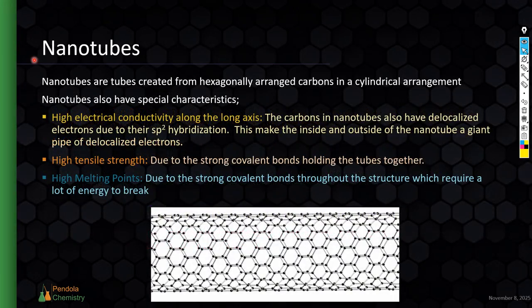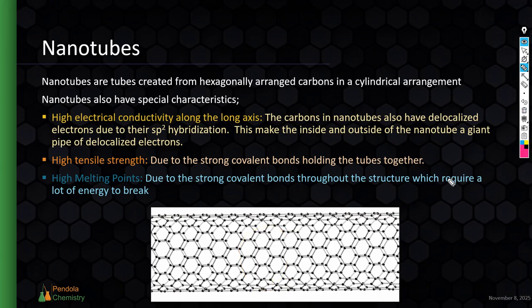The other fullerene that we're going to talk about is nanotubes. Nanotubes are created from hexagonal carbons, so carbons that are hexagonally bonded, arranged in a cylinder. So very similar to graphite, nanotubes have these carbons that are sp2 hybridized, creating these hexagonal shapes. Now, the difference is that instead of having different layers like in graphite, nanotubes are one layer of these hexagons that are wrapped around into this tube shape.